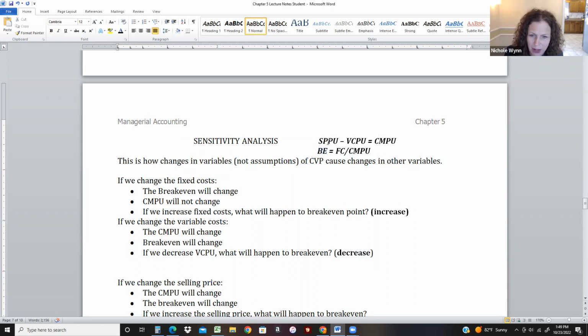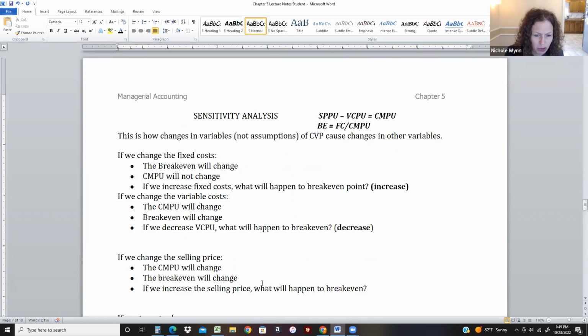So if we change the selling price, if SPPU changes, that's going to change your CMPU. So that will also change your break even. So if we increase the selling price, what happens to break even? And again, ignoring the formulas, if you increase your selling price, if you sell them for more, you're not going to need to sell as many to break even.